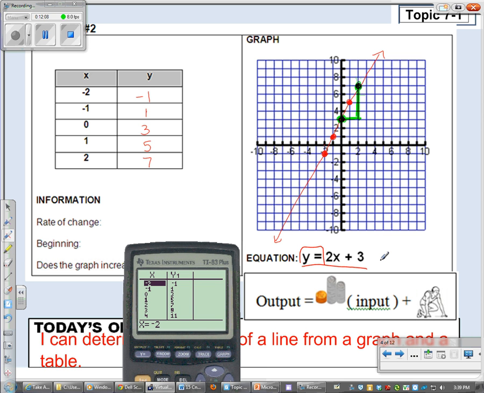Now I'm going to count how far it changed going up and down. 1, 2, 3, 4. It changed going up 4. To go to the right, I went 1, 2 to the right, so 4 over 2.